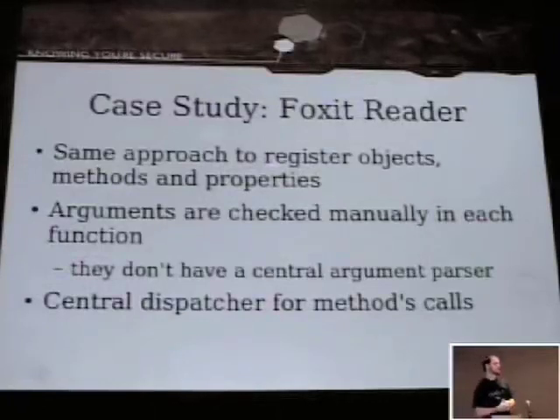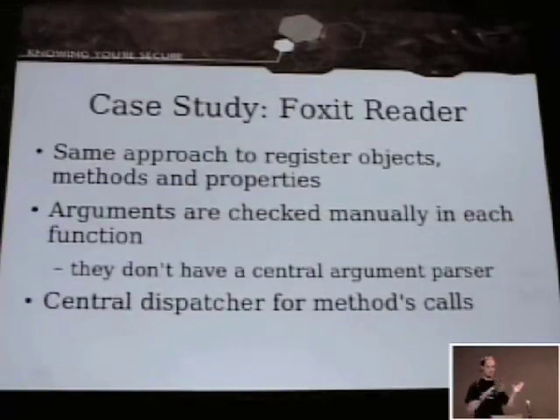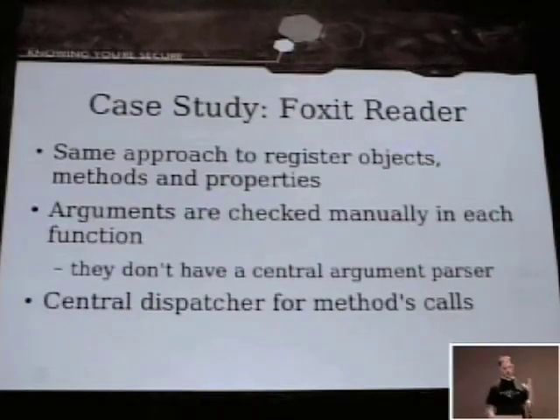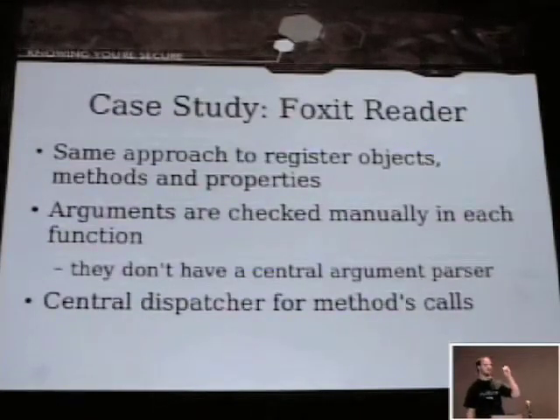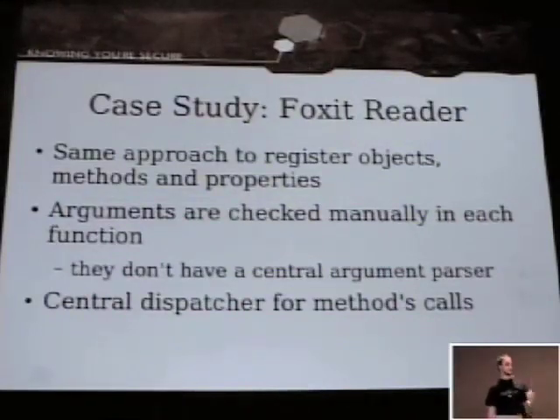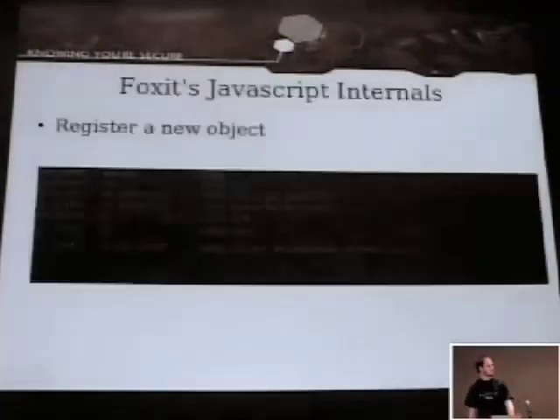Foxit Reader uses almost the same approach of registering its objects, methods and properties at runtime as part of the initialization. But here the arguments are checked manually, so you don't have a central argument parser. Each method re-implements the argument parser. But you have a central dispatcher for all the method calls, as in the Adobe case.